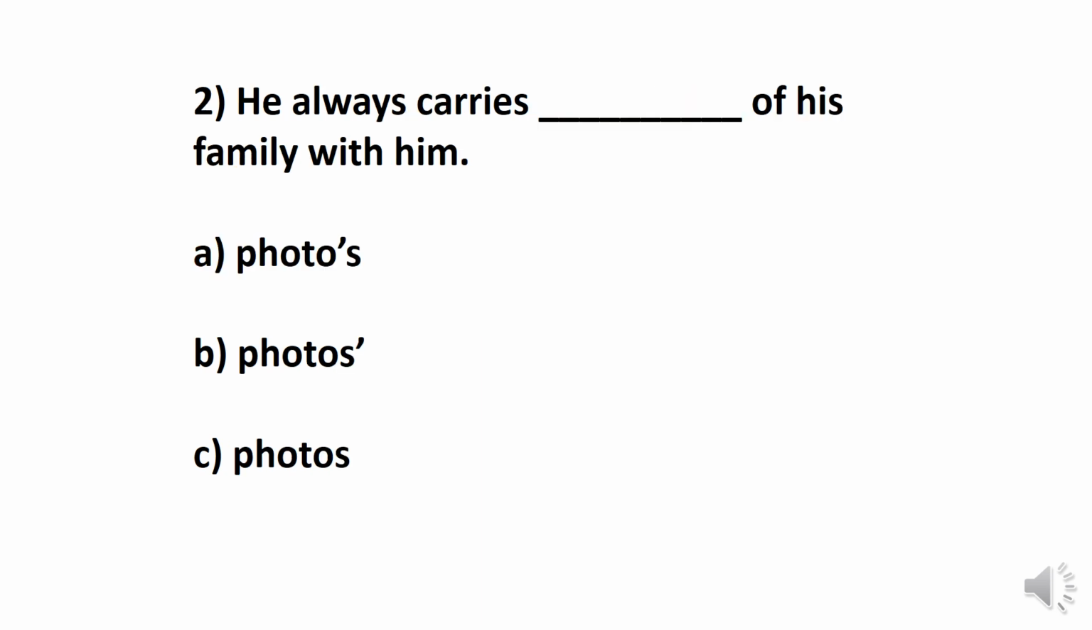Question 2. He always carries photos of his family with him. Is the correct answer A, B or C? What do you think? Well, in this case, the answer is C. There shouldn't be an apostrophe at all because it's a plural. There are lots of photos, and so we use an S to show that there are lots of photos, but we don't need an apostrophe. Well done if you got it right.